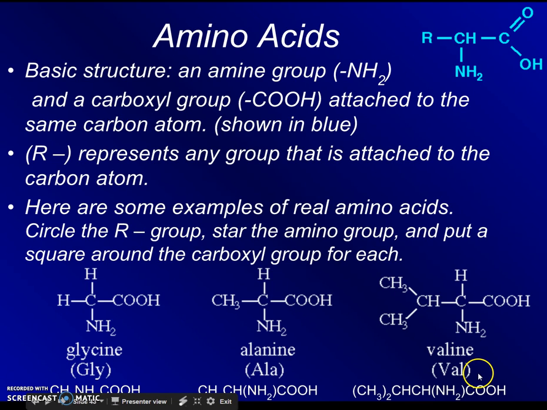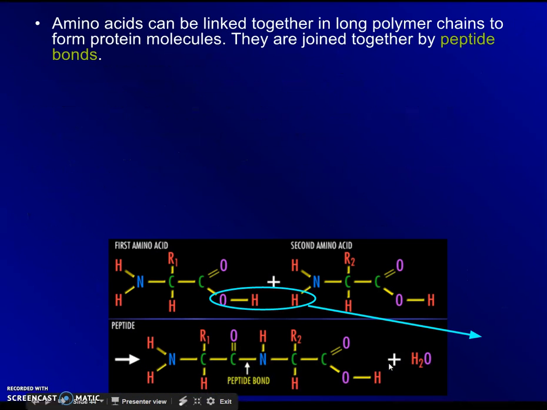But the actual amino acid structure is constant, meaning there's a central carbon, there's an amine group, and then there's a carboxyl group. And finally, there's an R group, and those are all different in each amino acid. So I hope that helps kind of explain how amino acids are different. And remember, amino acids make up proteins. Okay, now let's look and see how we can put amino acids together.